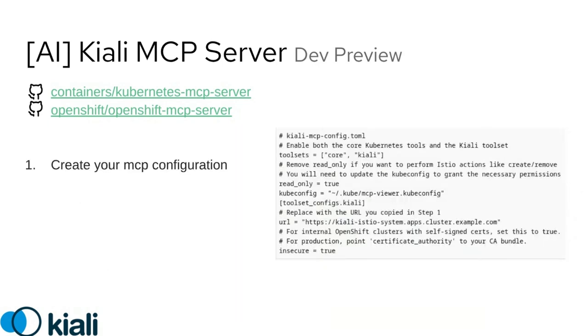So these are the steps if you want to set up this MCP server. You can see the code, which is in the Kubernetes MCP server repository for Kubernetes, and also for OpenShift in the OpenShift MCP server. And the first thing we need to do will be to create an MCP configuration file. This is a TOML file. And we need to set up the tools from the repo that we want to use, in this case, the Kiali and also the core for the basic Kubernetes functionality.